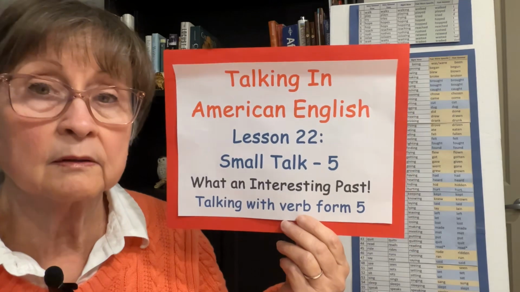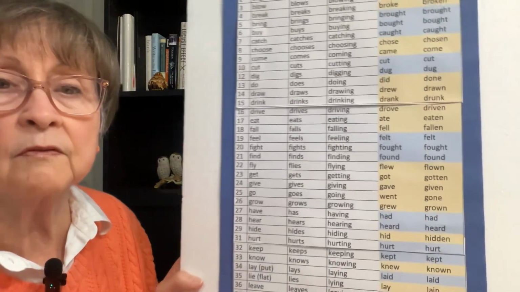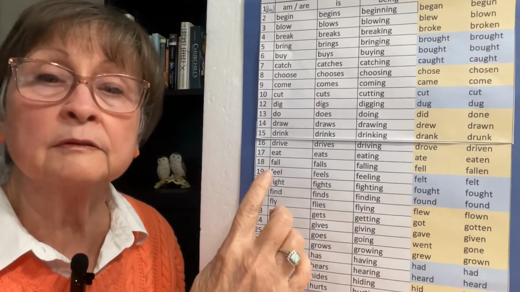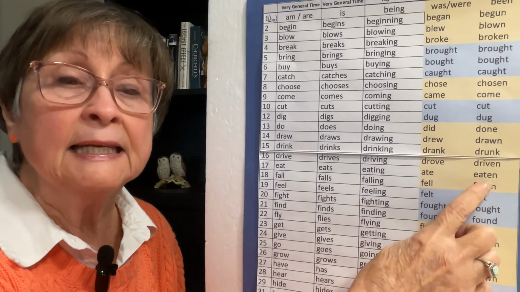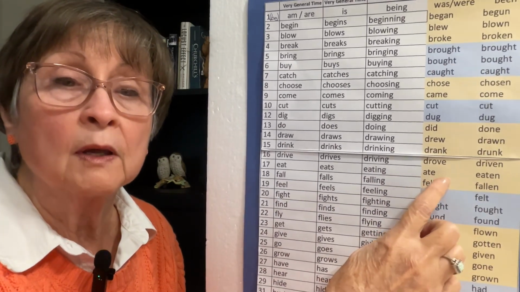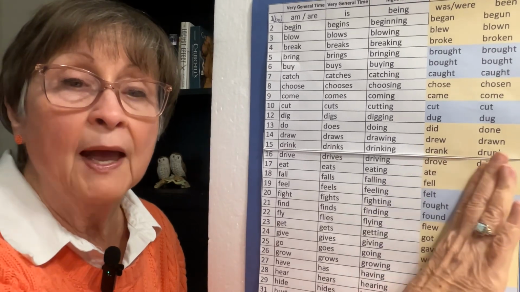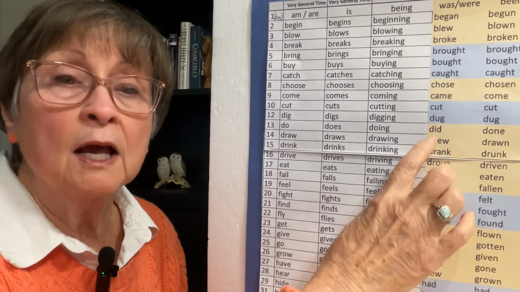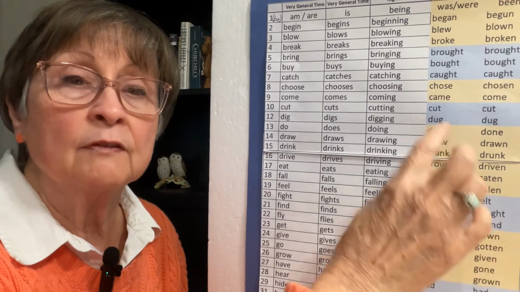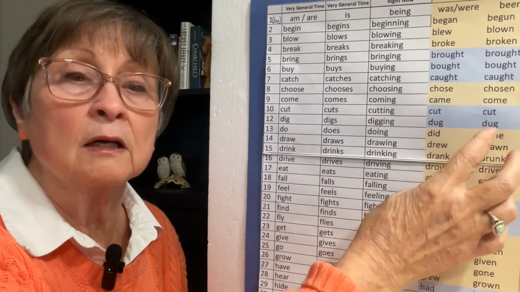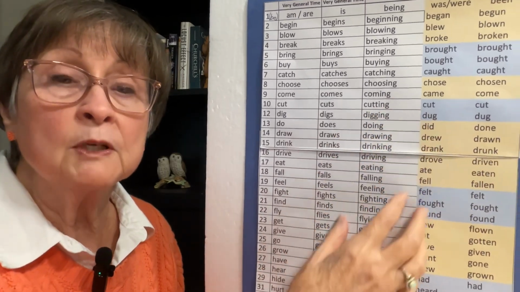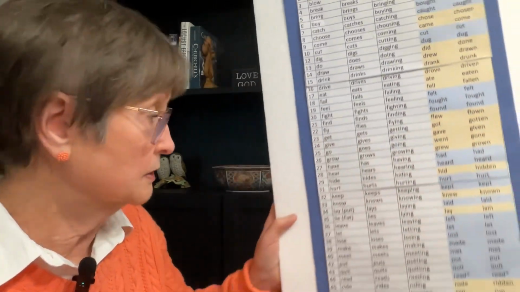So this is the topic. Remember, I made this chart with all of these verbs on it. Here we have eat, eats, eating, ate, eaten. That's fourth form. Fifth form, they're both in the past. Now, if it's in yellow, they're different: ate, eaten. If they're in blue, they're the same in fourth and fifth, like cut, cut, dug, dug. But we're going to be using some of these verbs in our lesson today.